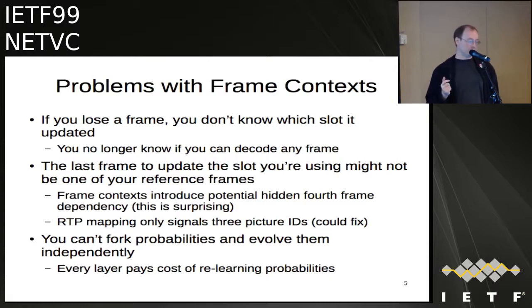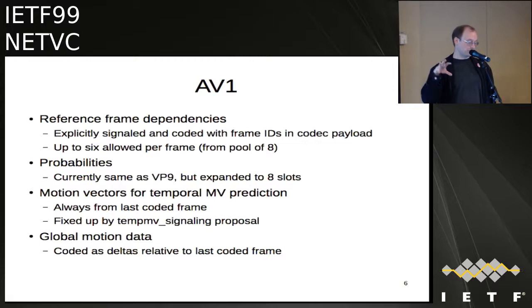So we've made a proposal for AV1, but AV1 basically has all of these same problems and then more problems on top of that. One change that AV1 did make is that it now explicitly signals the frame IDs in the codec payload instead of having it in the RTP header. That's actually good, because it gets consistently done the same way everywhere. It now allows up to six reference frames per frame, still drawn from a pool of eight. It handles probabilities basically the same way as VP9, but now you have eight slots to pick from instead of four.